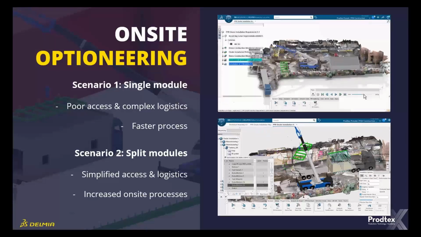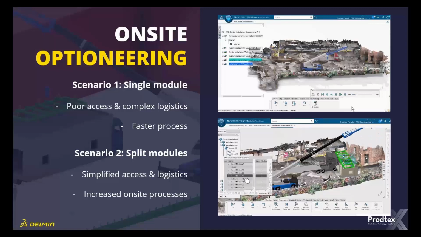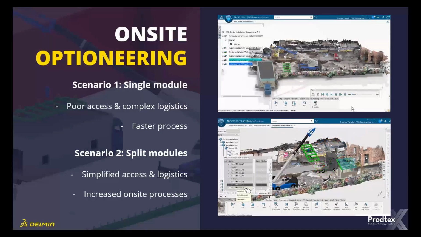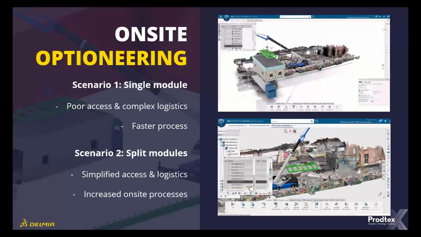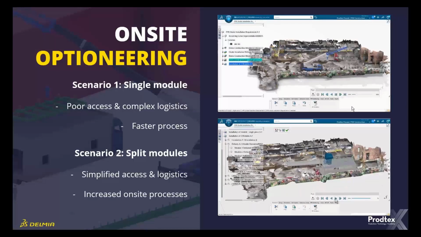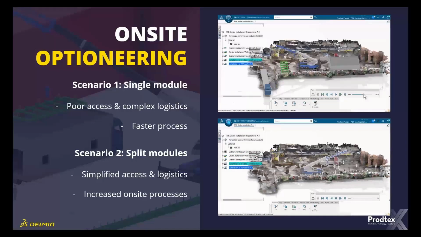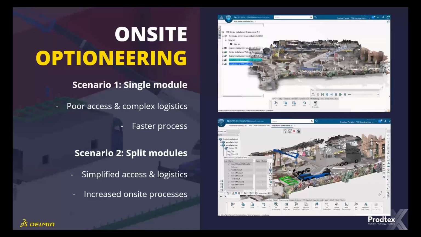You have one truck appearing on site. You have one crane lift operation. Everything is done singularly. The issue is it's a larger unit. The access is not as good. We have width restrictions potentially on the logistics getting it to site. That's increasing costs. So scenario 2 is we split that prefab unit down into smaller modules, with some simplified access and simplified logistics, but your time on site is increased and your number of resources also increased.